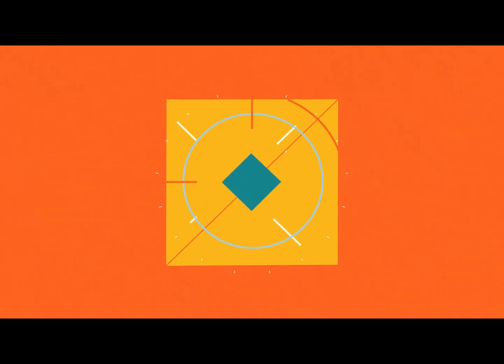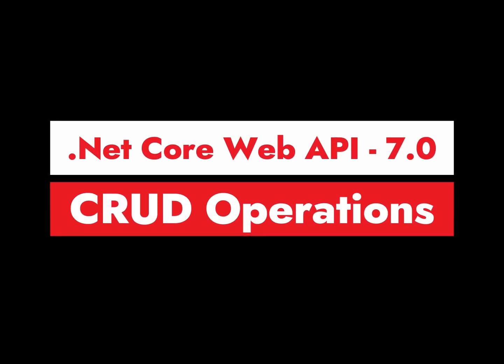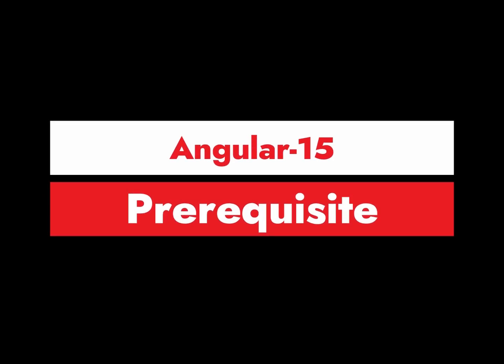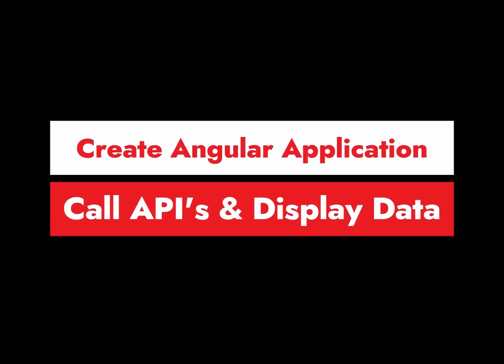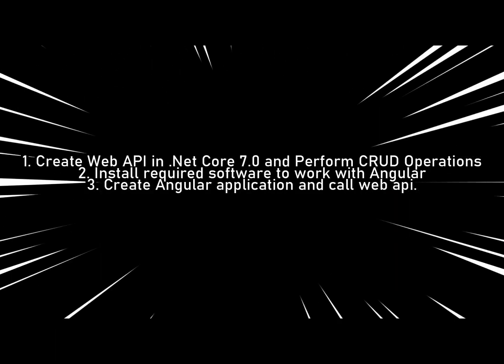Basically, this video is divided into three components. First one will be create web API in .NET Core 7.0 and perform CRUD operations. Okay. The second one is install required software to work with the Angular. And third one, create Angular applications and call web API and display the data on UI. So these three components I am going to cover in this video.